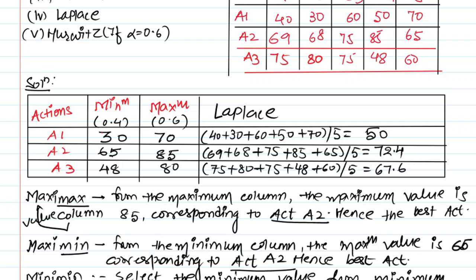Now, maximax criterion. What does it mean? We have to identify the maximum column, and once the maximum column is identified, we have to identify the maximum value. So, under maximax criterion, from the maximum column, the maximum value, which is 85, is selected, and this 85 corresponds to act A2, hence it is said to be the best act. In the maximin criterion, first of all, we have identified the minimum column, and in the minimum column, the maximum value is 65, corresponding to act A2, and hence it is said to be the best act.